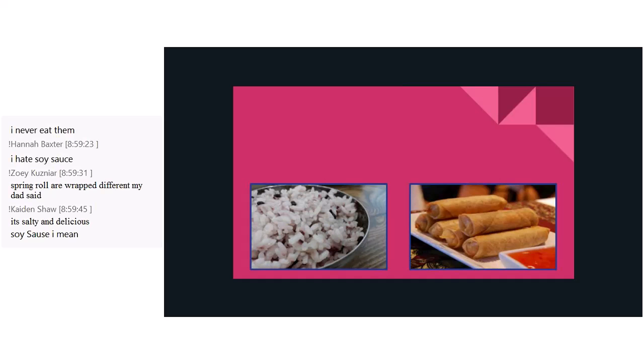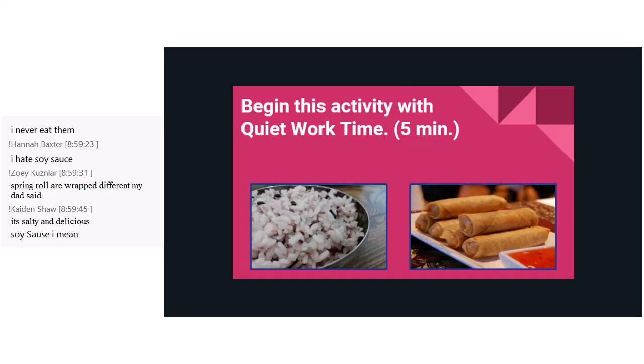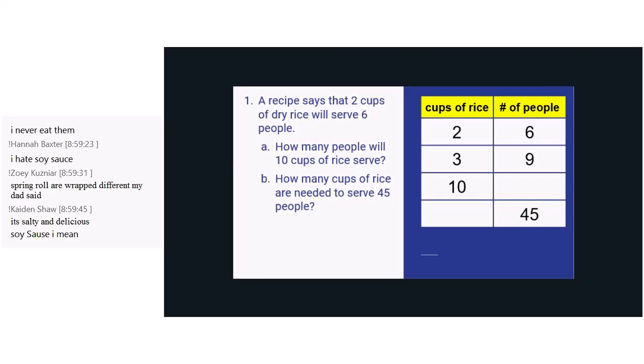Okay, so let's do an activity. I've got to skip forward to the table. This table I'd like you to copy down in your notebooks, and then we'll take a few minutes to answer the 2 questions.